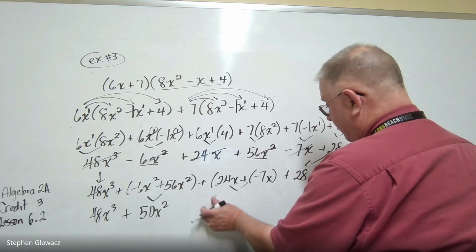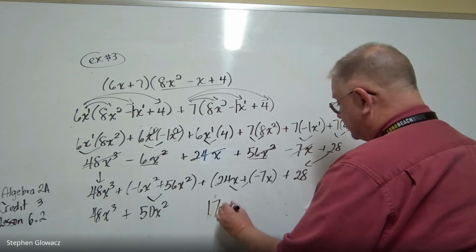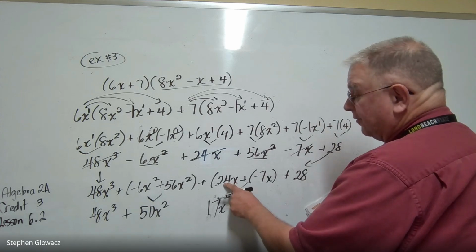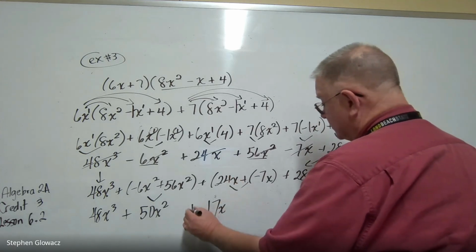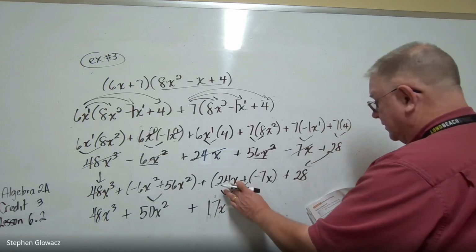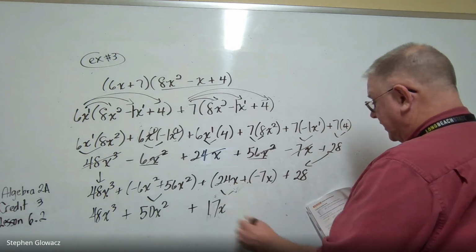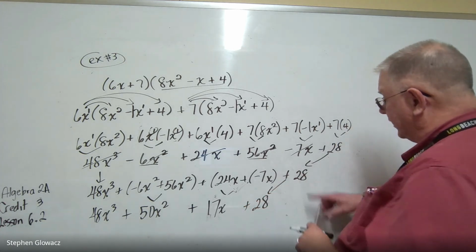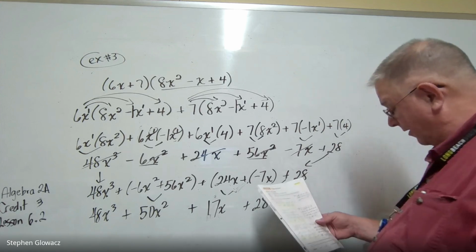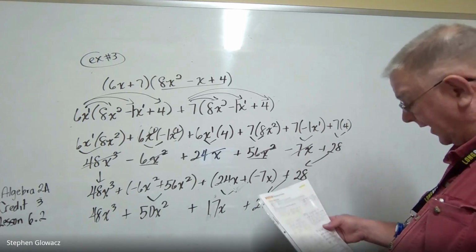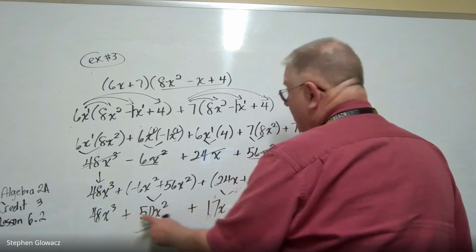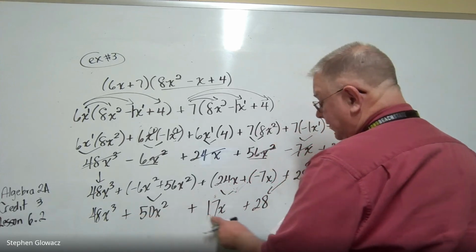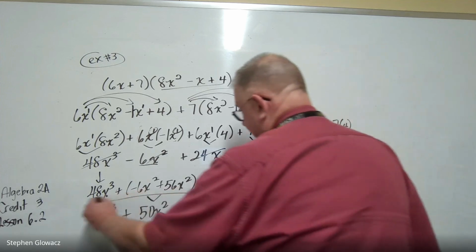Let's write it over here maybe a little bit. And so 17x, the larger number, though, is positive, so positive 17x. We'll need all those lines. There we go. And then our constant term, again, that was our only constant term, so we just bring that down and we are done. So our final answer, 48x to the third plus 50x squared plus 17x plus 28.